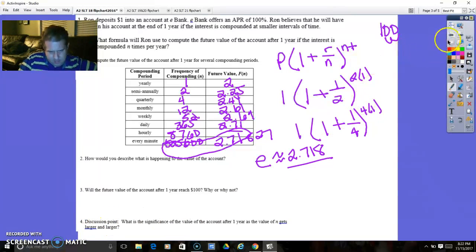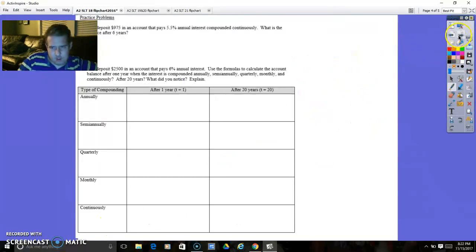Discussion points. What is the significance of the account? Okay, so I think I've talked about that. Okay, so let's just do a practice problem, and that'll be it. So you deposit $975. Now, for continuous growth, you don't need to use the compound interest formula. You can use P times E, which is 2.718, to the RT power, otherwise known as PERT.